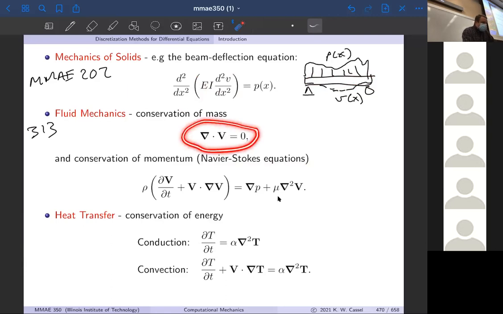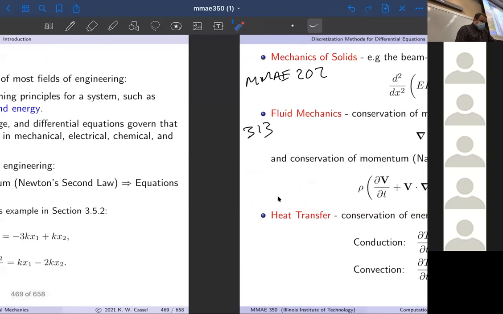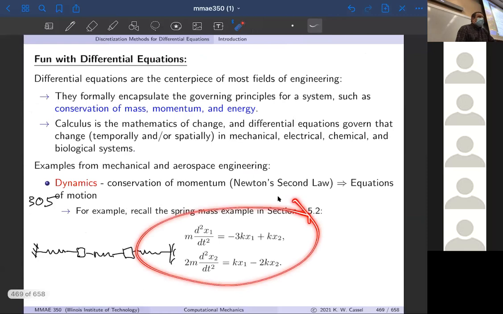So conservation of mass leads to this. Now I've written this in what's called vector form. It's kind of the disguised differential form. So this says that the gradient vector dotted with the velocity is equal to zero. So that's conservation of mass. And then we get conservation of momentum, which literally comes from F equals ma. Now, of course, this equation looks very different than these equations, but they're governing the same physics.